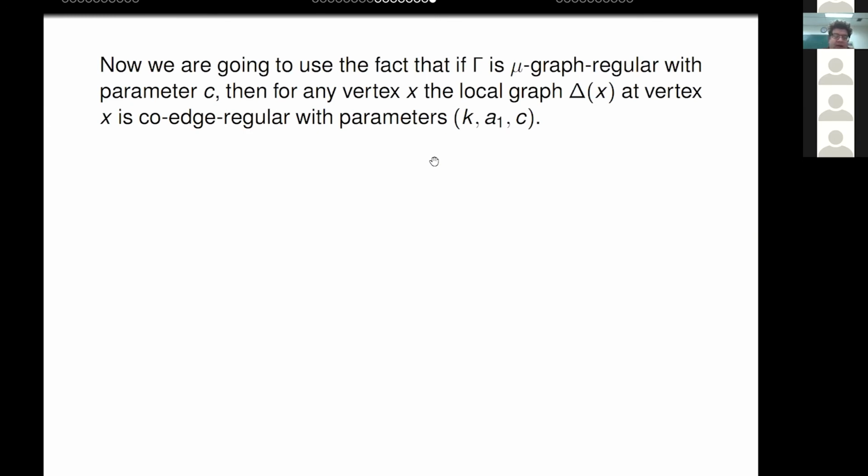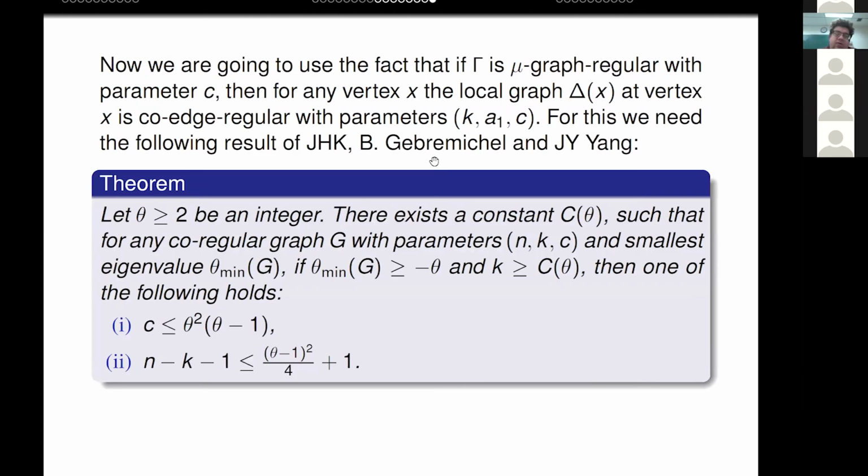Now we are going to use the fact that if gamma is mu graph regular with parameter c, then for any vertex x, the local graph at vertex x is co-edge regular with parameters k, a1, c. So then, as the last ingredient, we need the following result by myself, my student Greaves, and my former student Jae-Yong Yang.